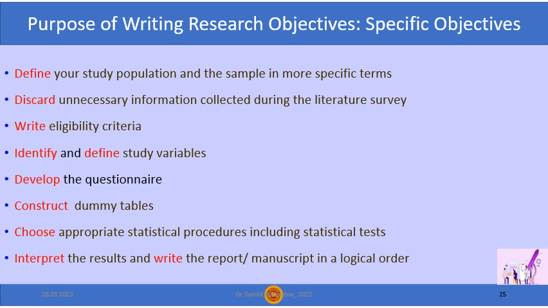And then write eligibility criteria and identify and define study variables, develop the questionnaire, construct dummy tables, choose appropriate statistical procedures, including statistical tests, and interpret the results and write the report manuscript in a logical order. So as you can see, the specific objectives help you to do all the steps in your research. Okay, so it's really important that you lay down your specific objectives smartly.